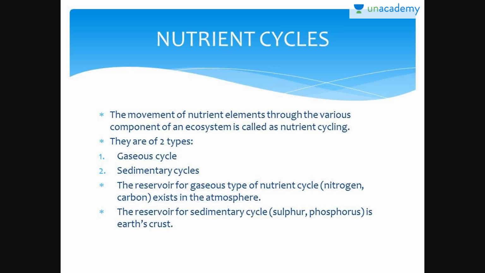Then the nutrient cycle. Nutrient cycle would mean the movement of nutrient elements through the various components of an ecosystem. These are of two types: gaseous cycle and sedimentary cycle. The reservoir for gaseous type of nutrient, that is nitrogen or carbon, exists in the atmosphere. The reservoir for sedimentary cycle, that is sulfur or phosphorus, is in Earth's crust. Environmental factors like soil, moisture, pH, temperature regulate the rate of release of nutrients into the atmosphere. The function of the reservoir is to meet the deficit which occurs due to imbalance in the rate of influx and efflux.